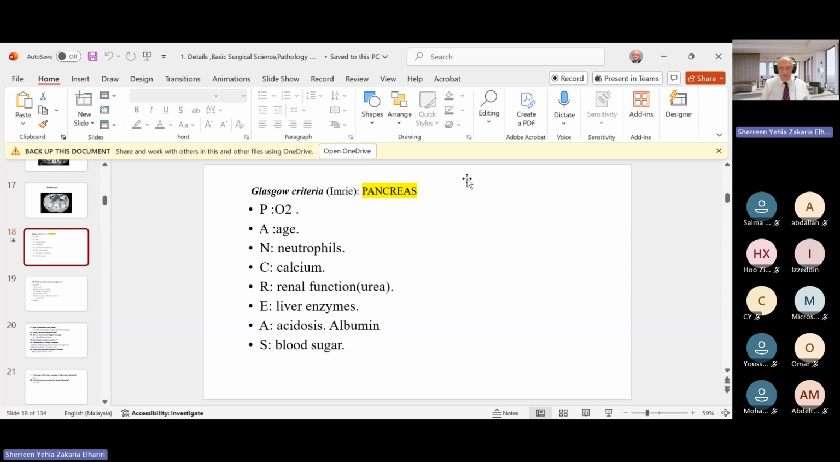Okay, liver enzymes do not include amylase and lipase. Amylase and lipase are not in the prognostic factors. And after that, A for acidosis means pH is low, and the blood sugar is high. And it is significant if the patient, like our patient, is non-diabetic.